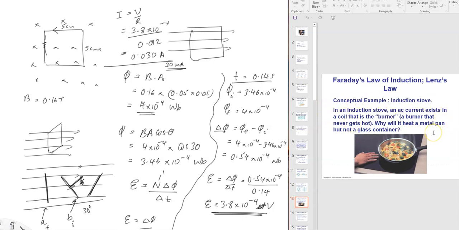Induction stove, another good example. So I'm briefly going over a few examples, but we will talk about these things in detail.